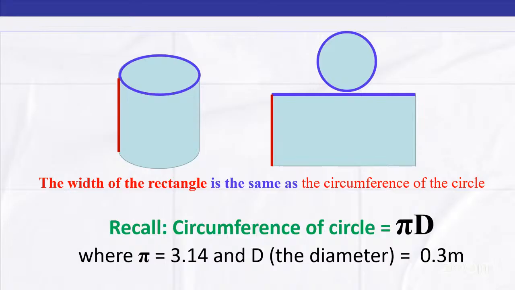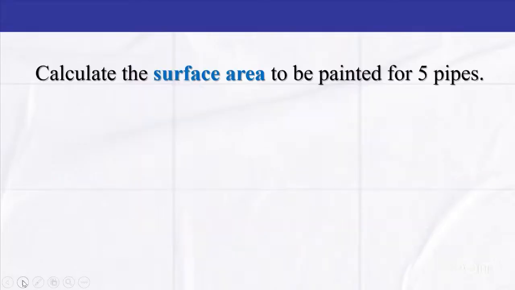And so that takes us back to the idea that our curved surface is really just going to be our rectangular shape that we have there. And we would have recognized that the width of the rectangle is going to be the same as the circumference of our circle. And therefore, the circumference, of course, we'd have discussed before, is pi times the diameter. So we know pi is 3.14, and our diameter, we were told, was 0.3. How do we use this bit of information?